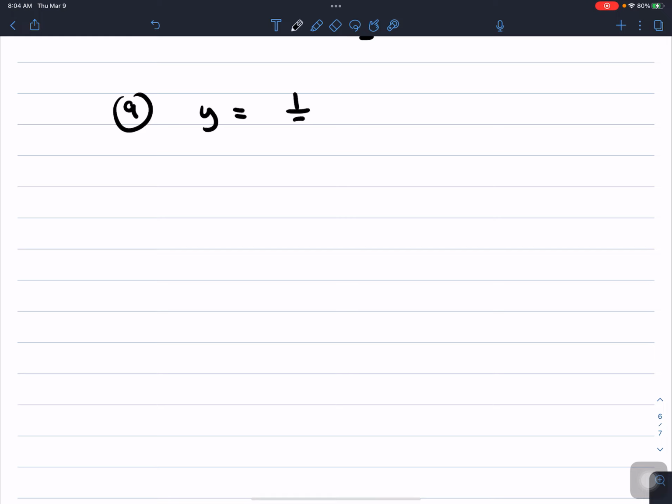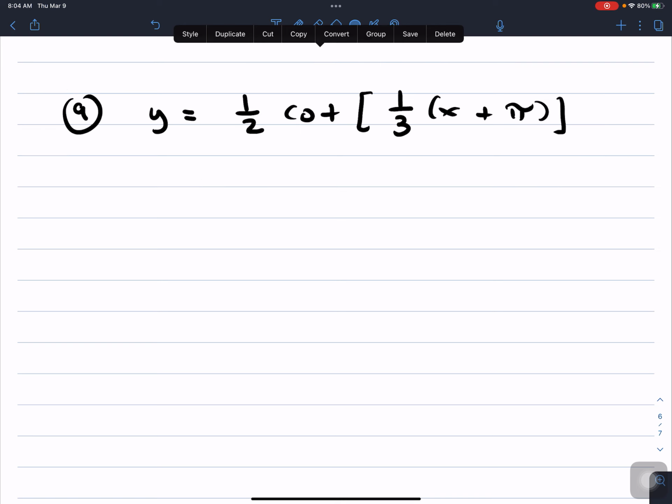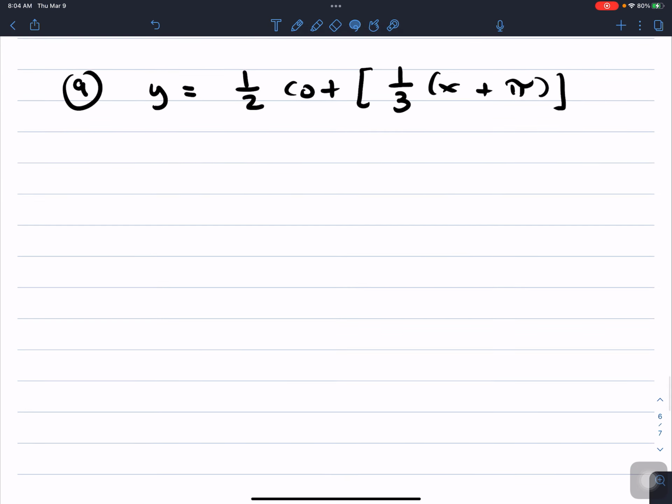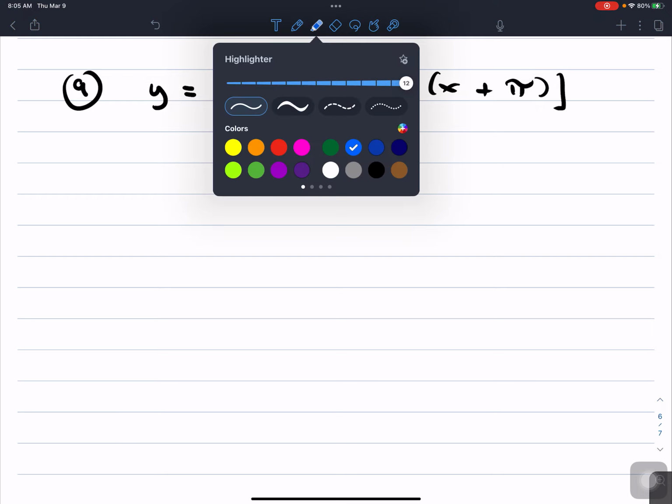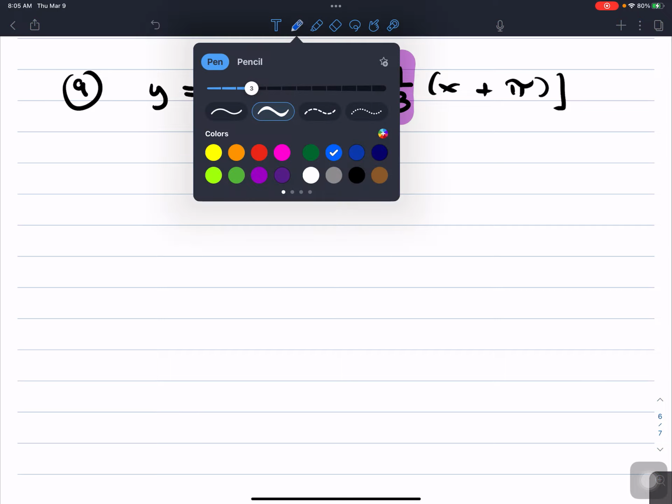Number 9. We're now going to say 1/2 cotangent of 1/3 x plus pi. Okay, now what I'm going to do here is this. You might say, am I going to label that A? Well, I guess I could, but graphically speaking, when I sketch, it has no value again. This isn't sine or cosine. K value.